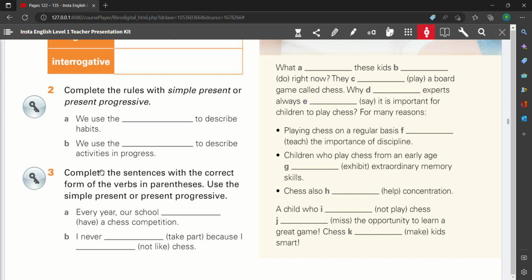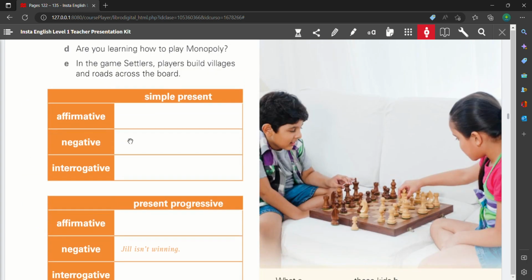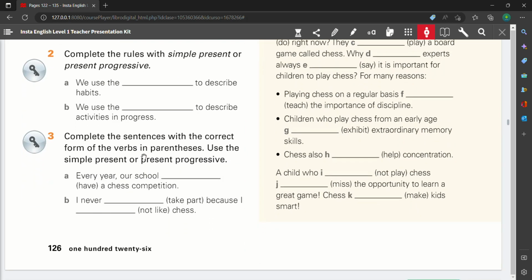So, for example, in activity number 3, we have exercises: complete the sentences with the correct form of the verb in parentheses, use the simple present or the present progressive. Remember, to identify simple present or present progressive, you need to be careful with time expressions. For example, every year is a time expression for simple present. Our school has a chess competition.